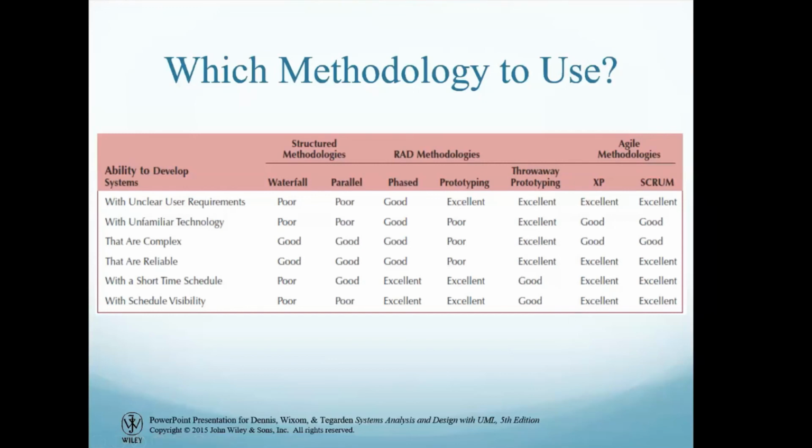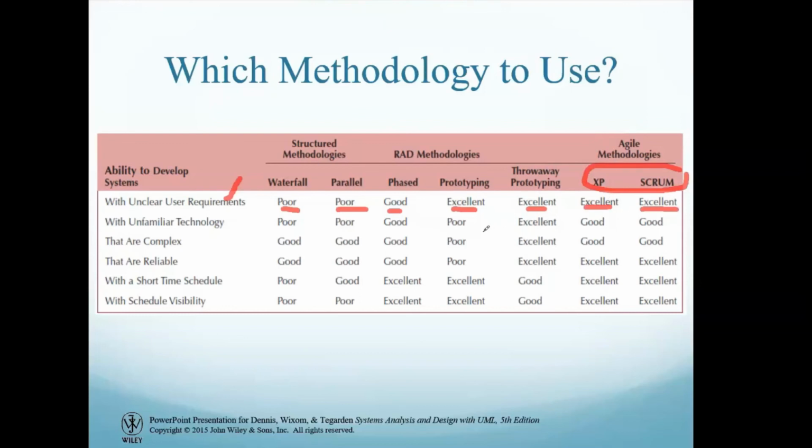So you see here these are the different components, depending on what thing you are focusing on. In user requirements, waterfall is poor, parallel is also poor, phased model is a bit okay, prototyping is excellent, throwaway is also excellent. The XP, the Scrum and XP, are the extreme models that we talked about right now. So these are excellent, where the users, the developers, and the businesses are all in one place.